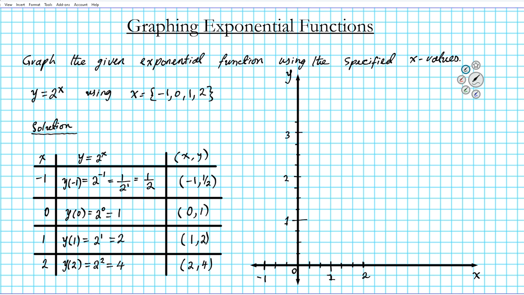And then 1, 2, 3 as positive 4. All right, let's go ahead and graph the points. I'm going to graph it in blue. The first one is -1 goes to 1/2. So -1 goes to 1/2.